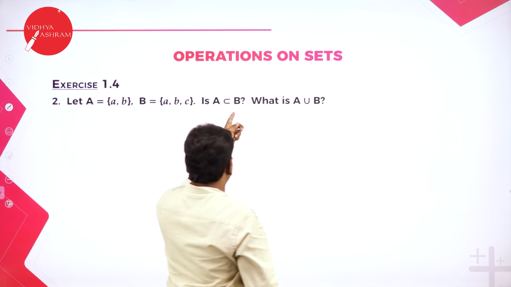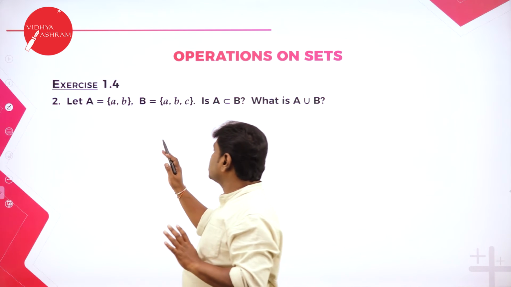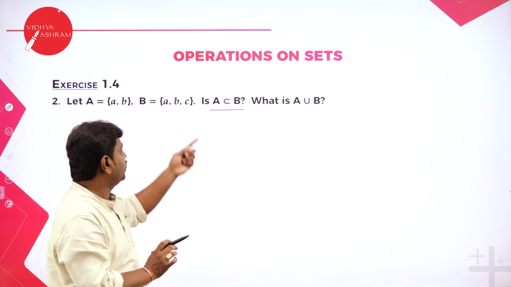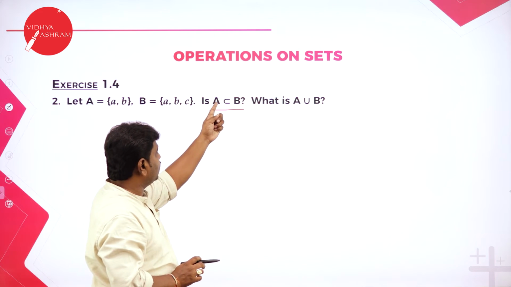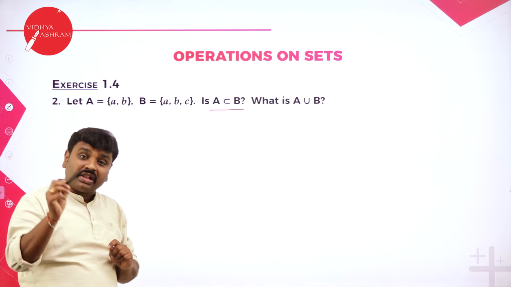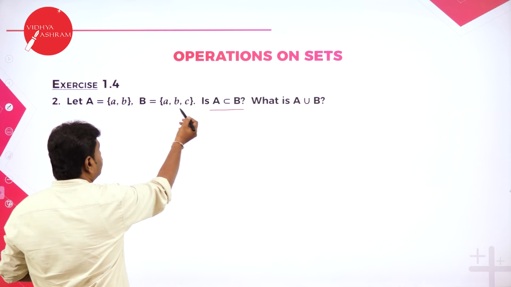Next we have A they gave as a, b, and B they gave as a, b, c. Is A a subset of B? What is A union B? Interesting. Is A a subset of B? First you should know the notations. How to read this? A is a subset of B, they are asking. When can you say subset? If all the elements of A should be in B. What are in A? a, b. a, b are present in this.